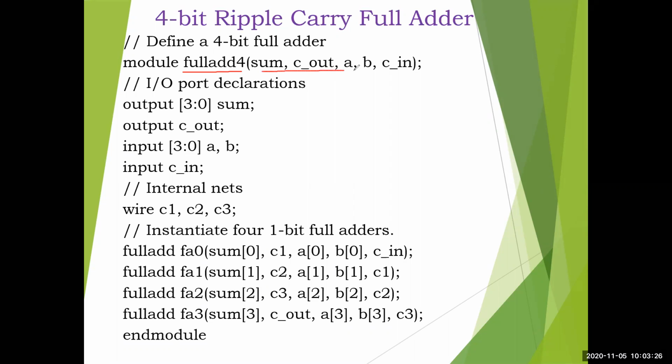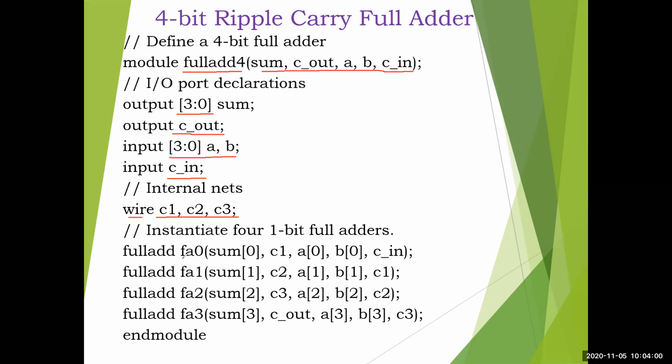Then the list of ports comes, same as the 1-bit full adder, but the difference is scalar and vector. When declaring here, sum you should declare as vector 3 to 0 sum. Output Cout is 1-bit scalar, input again 3 to 0 A, B vector, and input Cin is 1-bit scalar. Then we have used 3 intermediate signals C1, C2, C3 to hold the carry, that should be declared as wire. Next, the 1-bit full adder, whichever program we have written first, we have to call it 4 times.